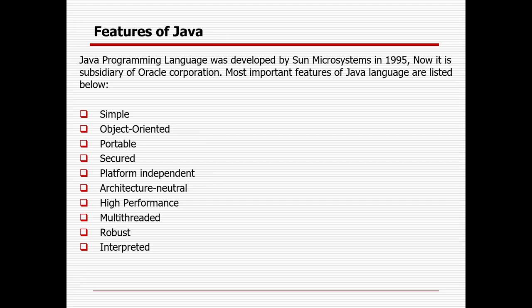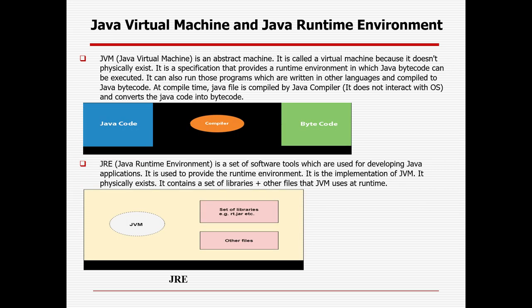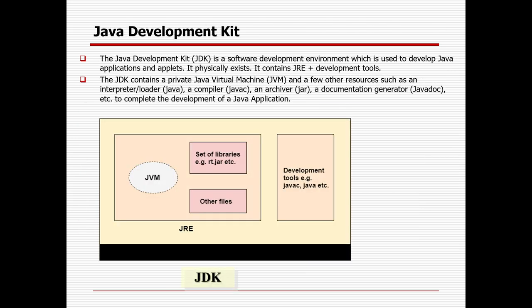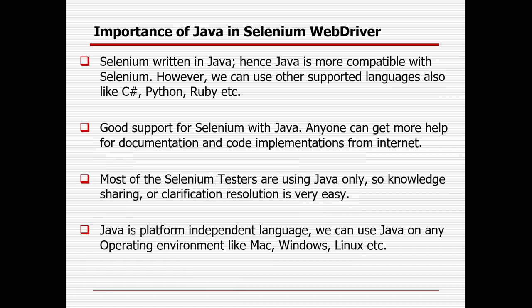Okay, so there are a lot of features available, and that is the reason it makes Java more popular in the market. So JDK is the part from where it is coming. JDK is nothing but a combination of JVM, a set of libraries, and development tools. JDK stands for Java Development Kit.